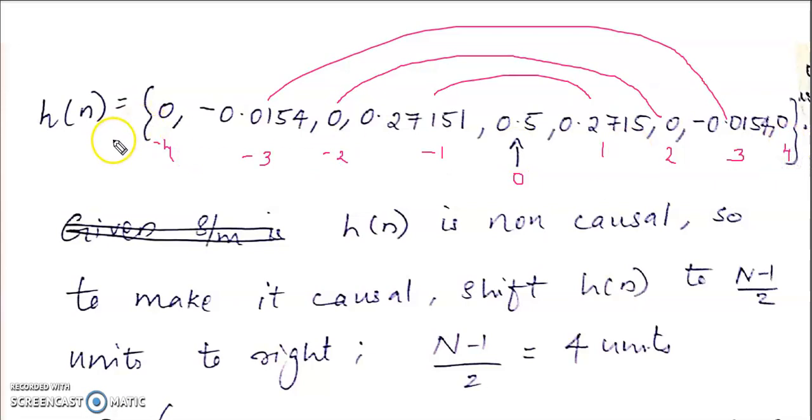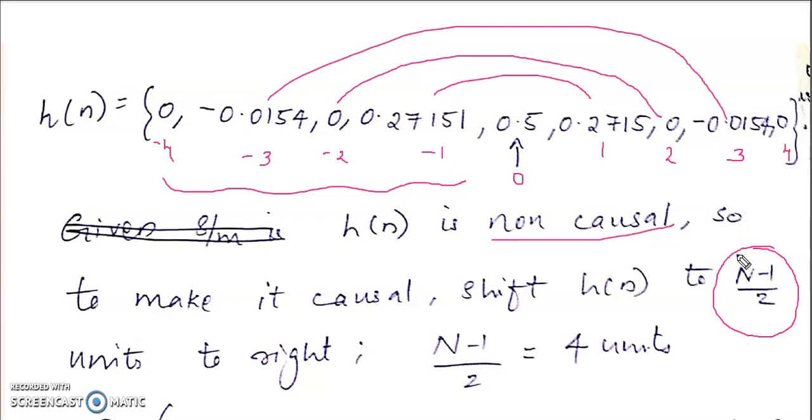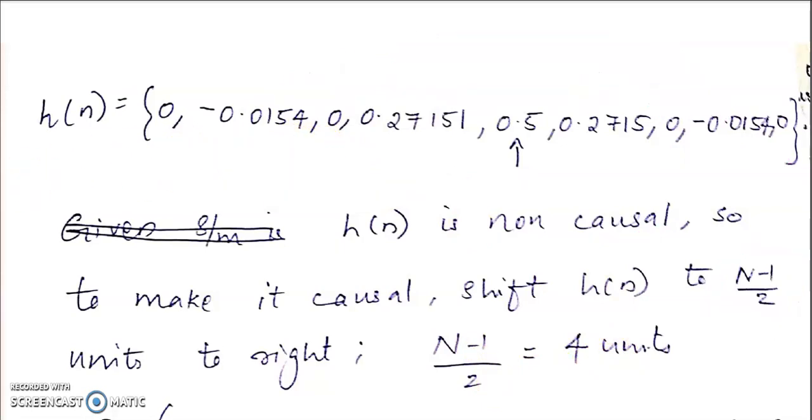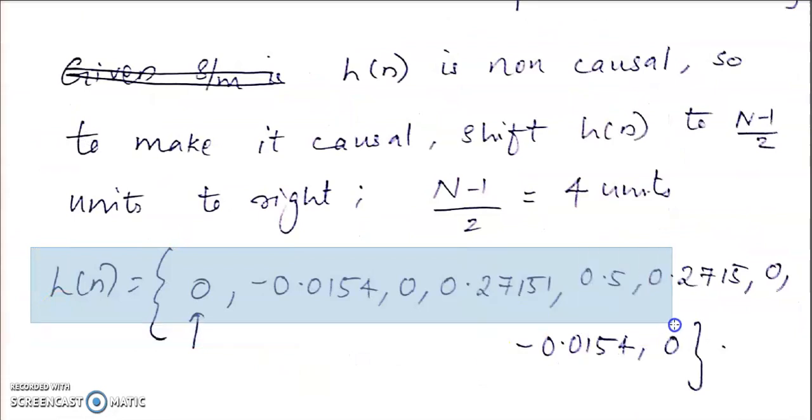Then we check that here h of n is a non-causal signal. What is the reason? It has non-zero values for n less than 0. So it is non-causal. How can we make it causal? By applying a shift. We want to shift 4 units. By shifting 4 units to the right, you will get a causal signal. In general, we shift by (N minus 1) by 2 samples. Here (N minus 1) by 2 is 4. When we shift 4 units, you will get the causal signal, and it is shown here. This is a causal signal.